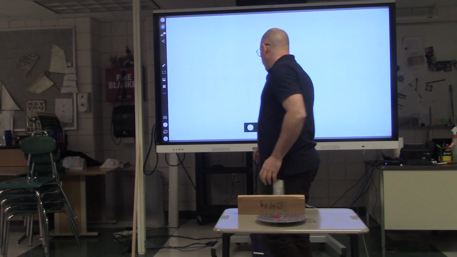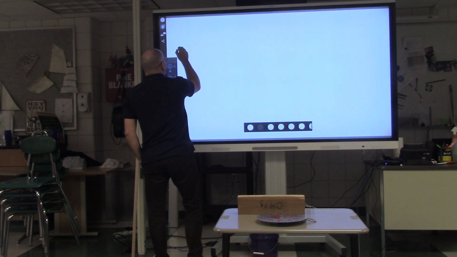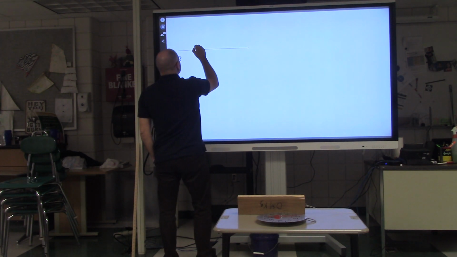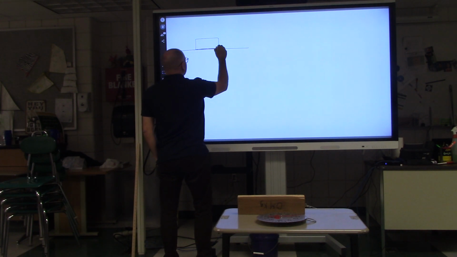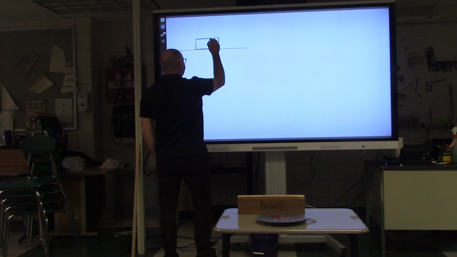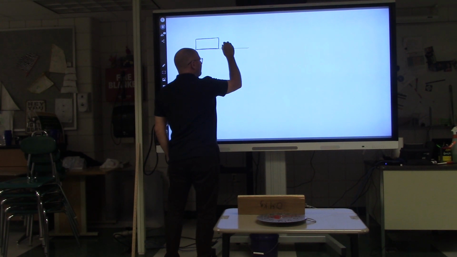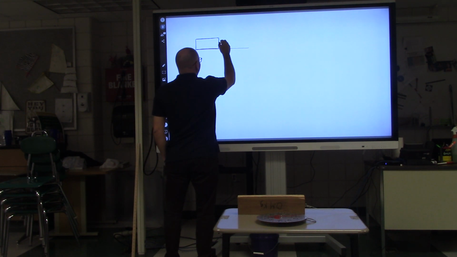Okay, so we're going to take the training wheels off here, and I'm going to draw this and name it a little bit differently. So here's the block. George, what does the block weigh? 4 newtons. Are you sure?